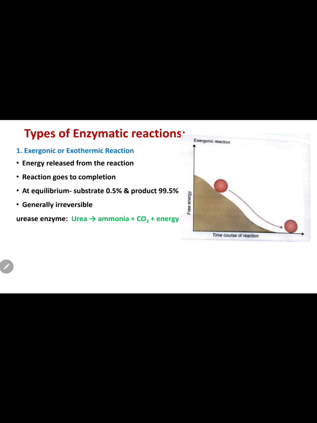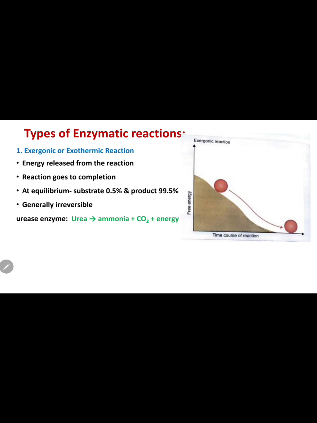Now, types of enzymatic reaction can be exothermic, endothermic, or isothermic. Exergonic or exothermic reactions are reactions where energy is released, and the reaction goes to completion. At equilibrium, substrate is about 0.5%, product is 99.5%. They are generally irreversible. Urea to ammonia, CO2 and energy by urease is an irreversible exothermic exergonic type of reaction. It's like a ball sliding down a hill.